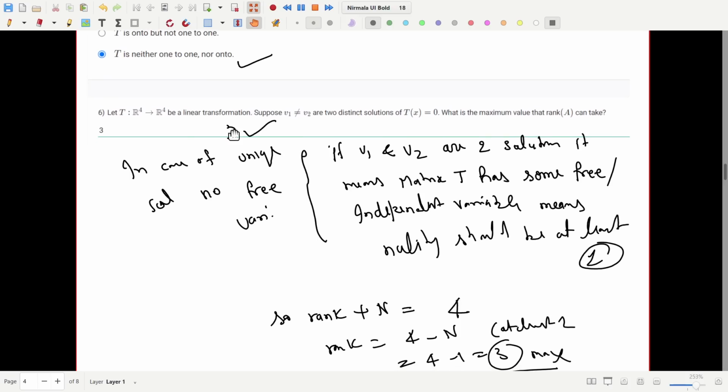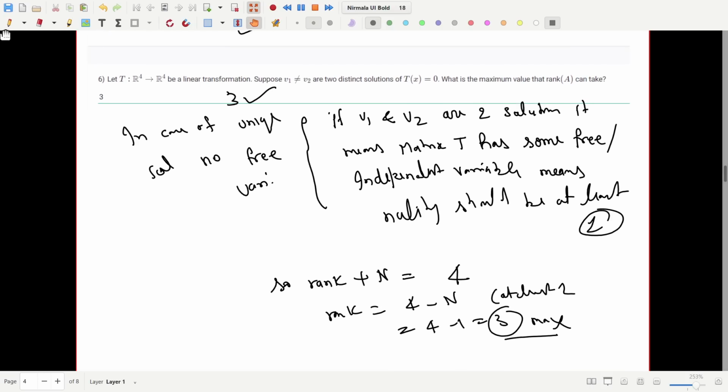The next question says there is a transformation R4 to R4, a linear transformation. Suppose V1 and V2 are two distinct solutions of the transformation matrix, Ax is equal to 0. What is the maximum value that rank A can take? Rank A means the rank of the transformation matrix. So what maximum value can it take?